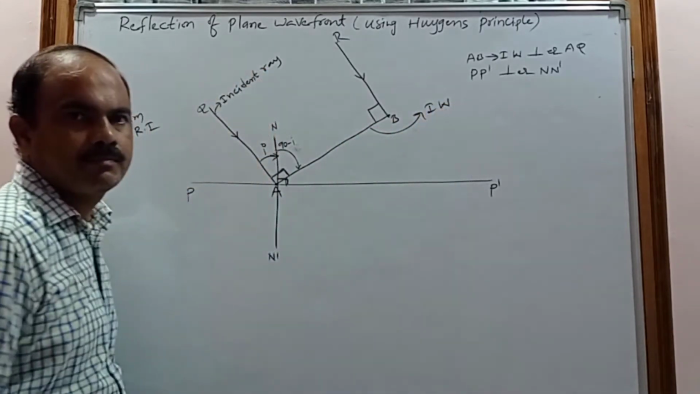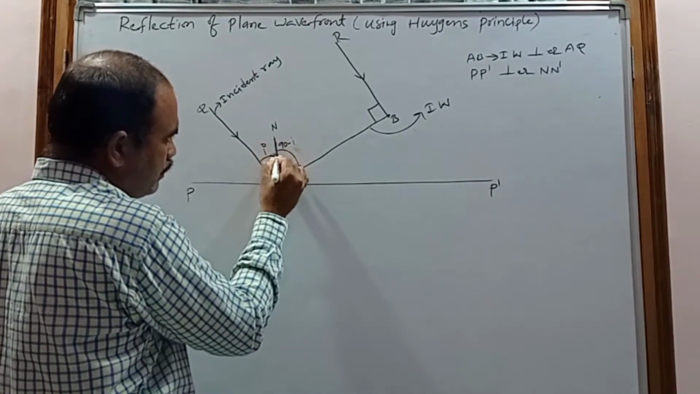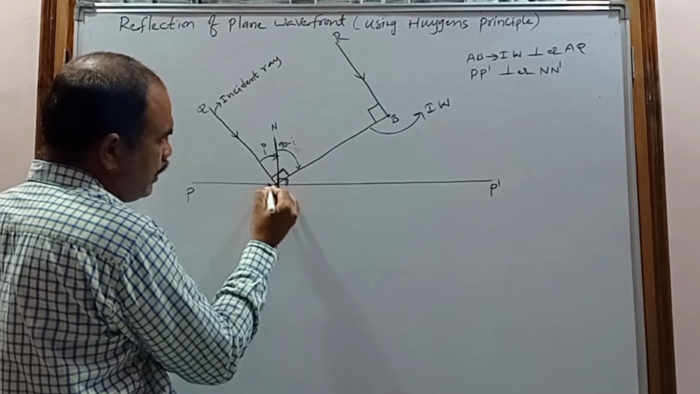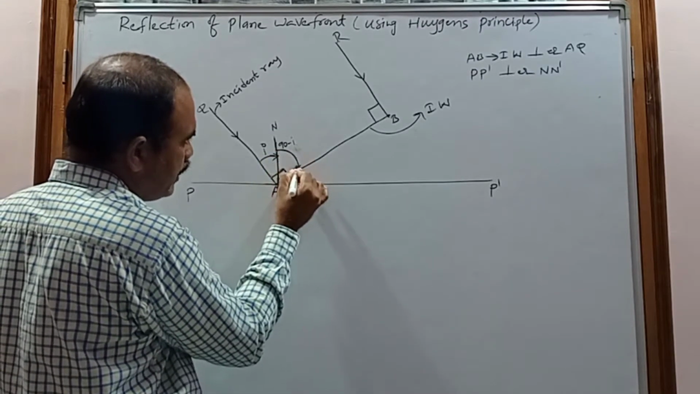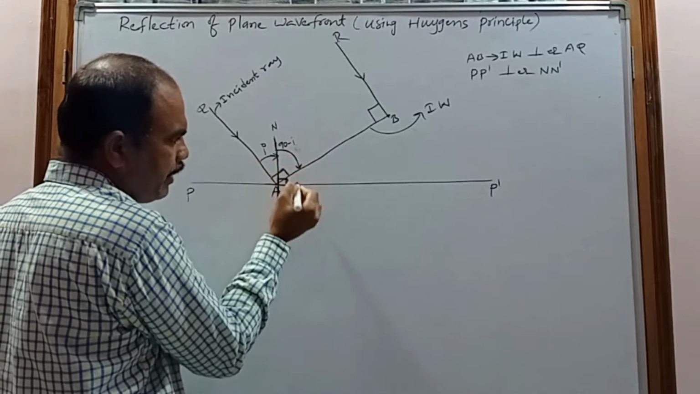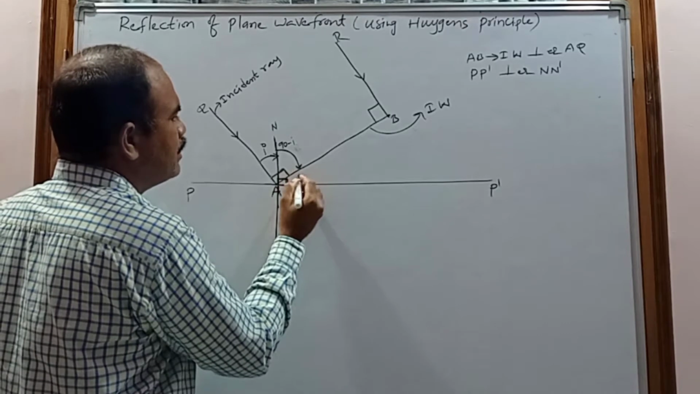Now, this normal makes how much angle with the surface? 90 degrees. But this angle is how much? 90 minus i. So 90 minus i, like this: 90 subtract this angle. How much? So now you get the i.